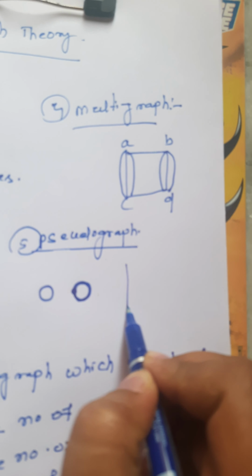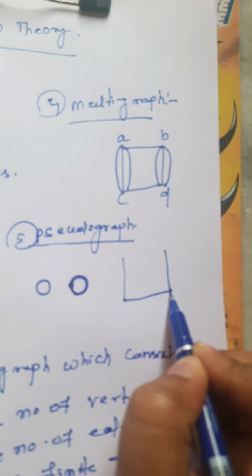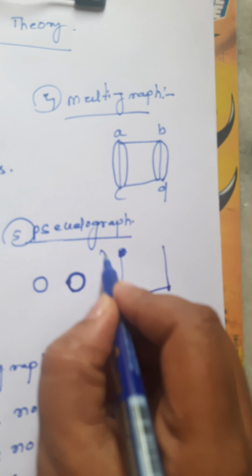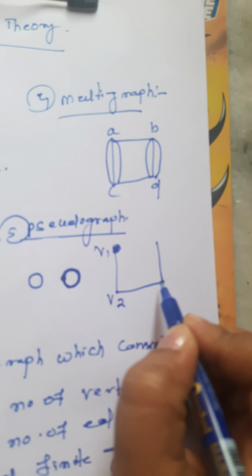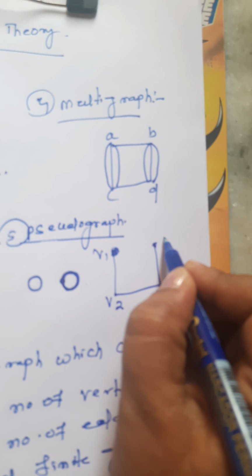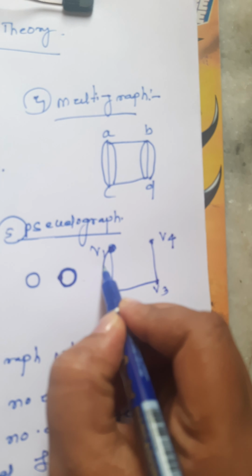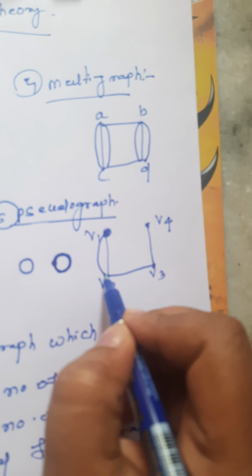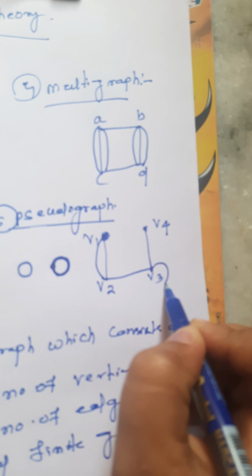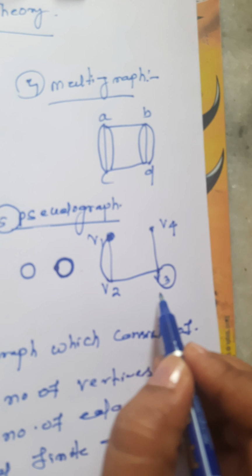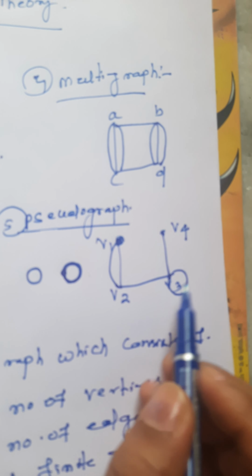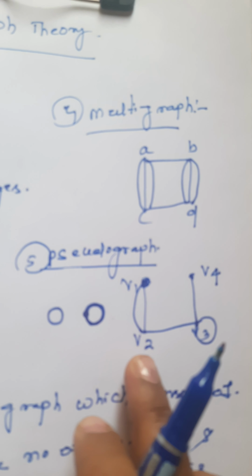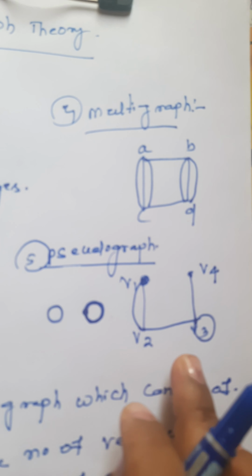For example, suppose we just draw 4 vertices V1, V2, V3, V4. Here V1, V2 vertices have 2 edges. V3 has a loop. So this is called a pseudograph. A graph which contains loops and multi edges is called a pseudograph.